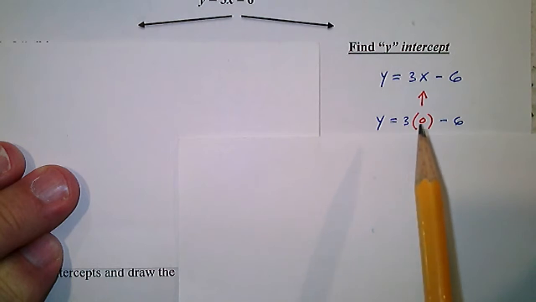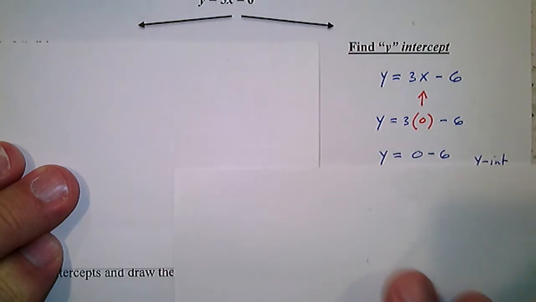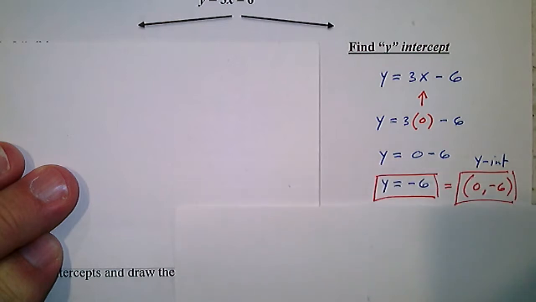So 3 times 0 is 0, right? And then I get 0 minus 6. So y is equal to negative 6. And then the y-intercept is at 0 comma negative 6, right? 0 and negative 6. I put a 0 into the x. That's why I have a 0 right here.